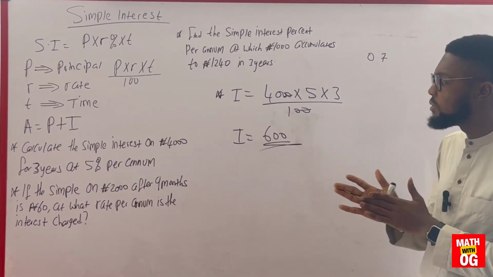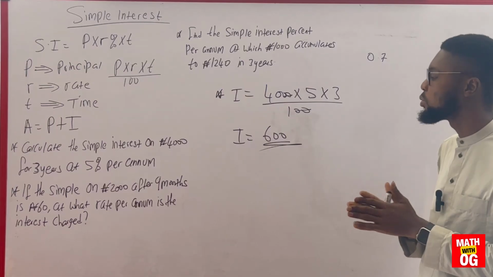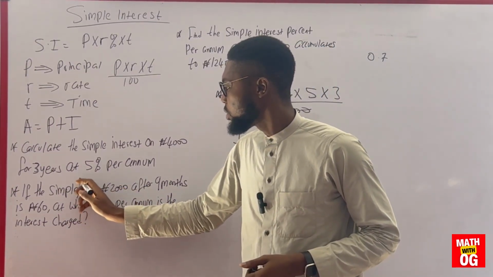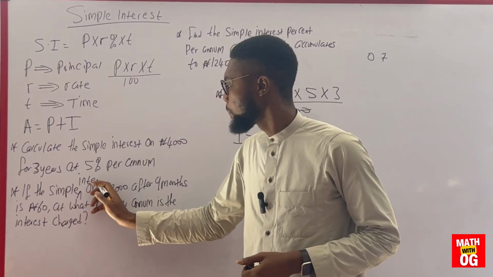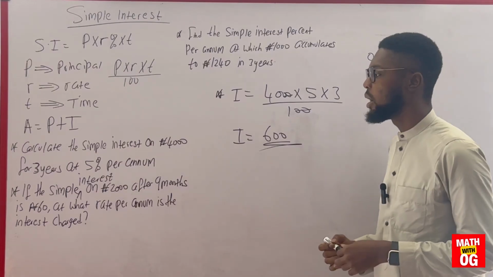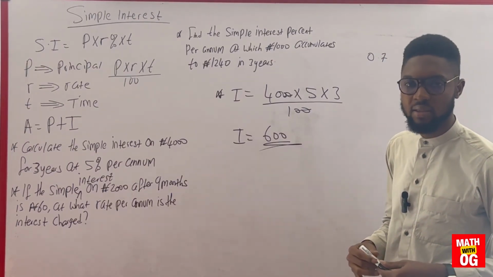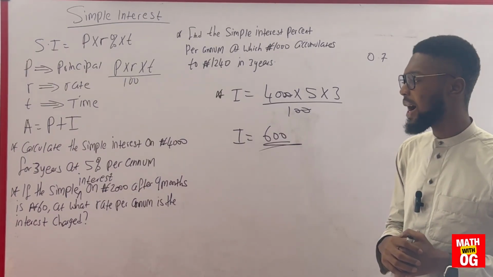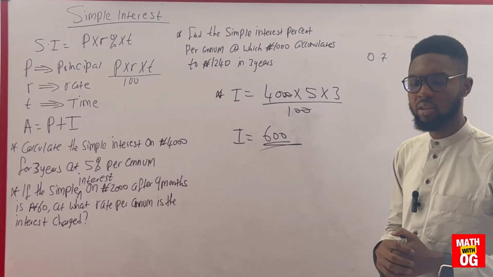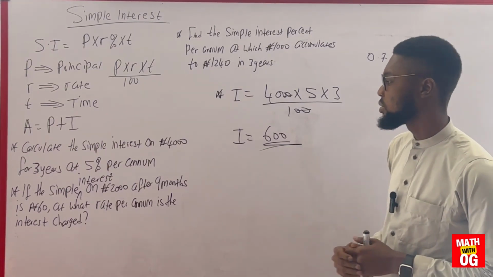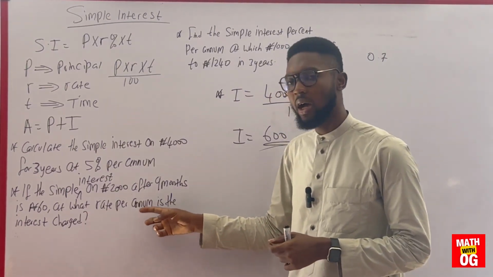Second question, if the simple interest on 2,000 naira after 9 months is 60 naira, at what rate per annum is the interest charged? At what rate per annum is the interest charged? So as you can see, the rate is per annum.